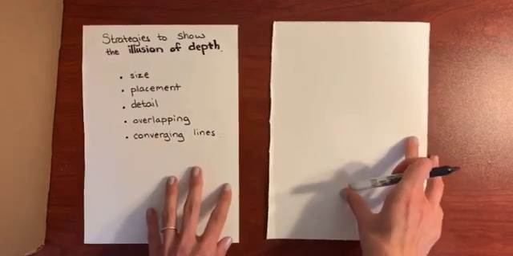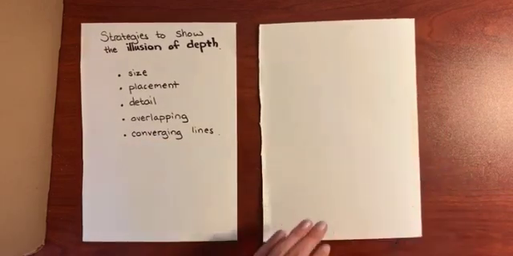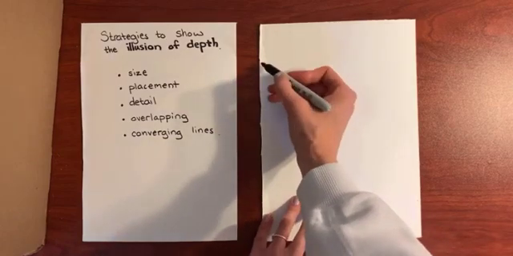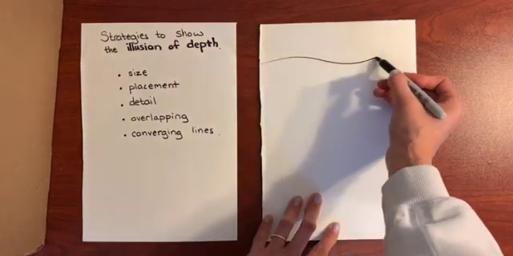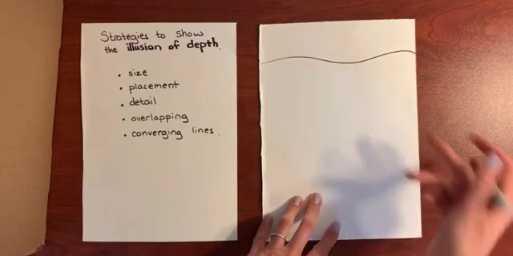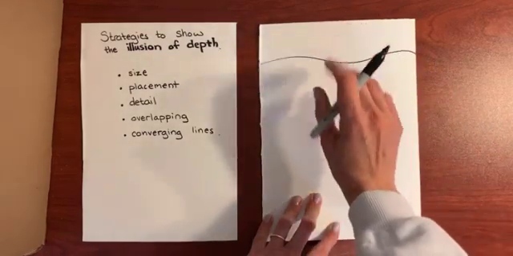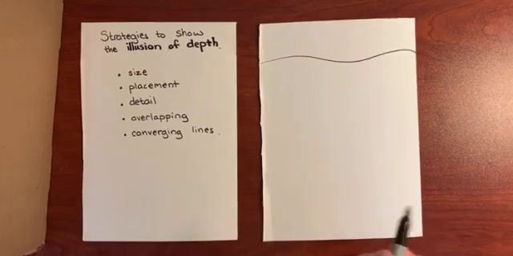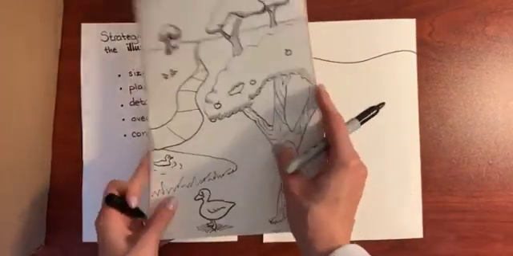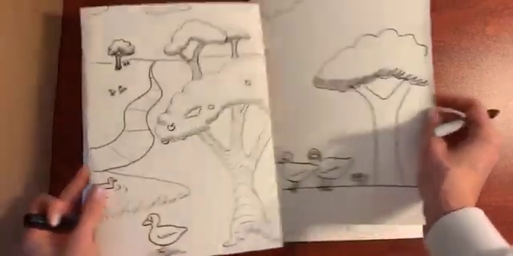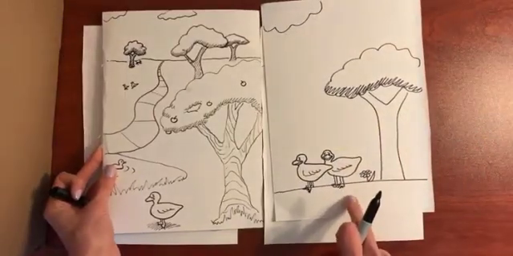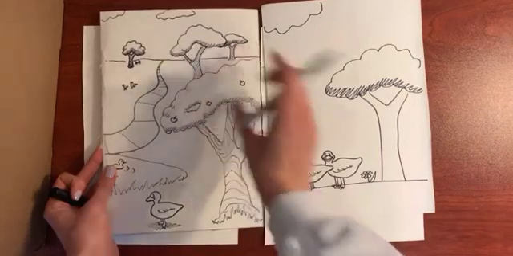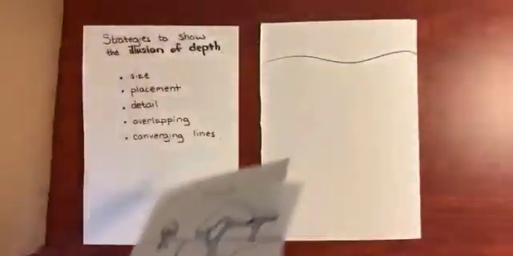Now, if you want to start to show the illusion of depth in your picture, one of the most important things that you can do is make your ground line near the top. So I'm going to make this a hilly background right here. And the higher you put your ground line up towards the top, the easier it will be to show the illusion of depth. If you remember our two pictures here, you've got a very low ground line on one of them, and that makes it much more difficult to show the illusion of depth. The higher up it is, the easier it is to show.